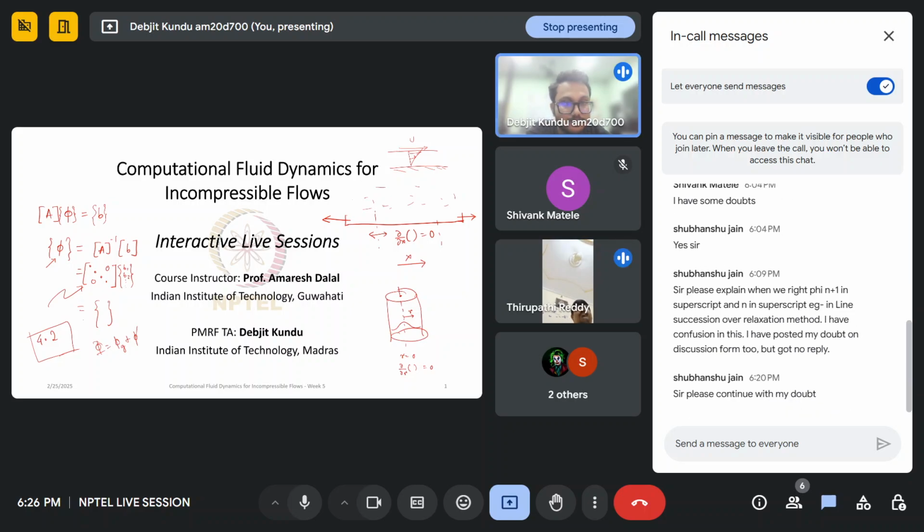Sir, please explain when we write phi n plus 1 in superscript and n in superscript. For example, in line successive over relaxation method. I have confusion in this. I have posted my doubt, but got no reply.